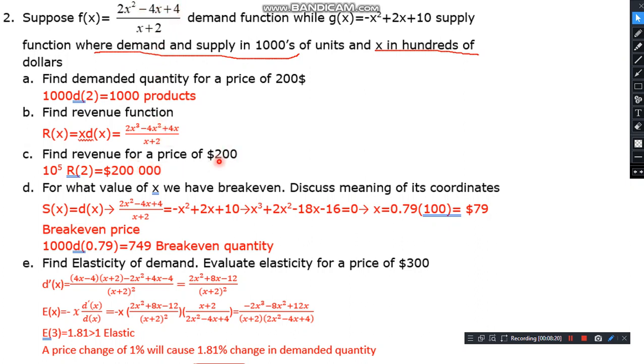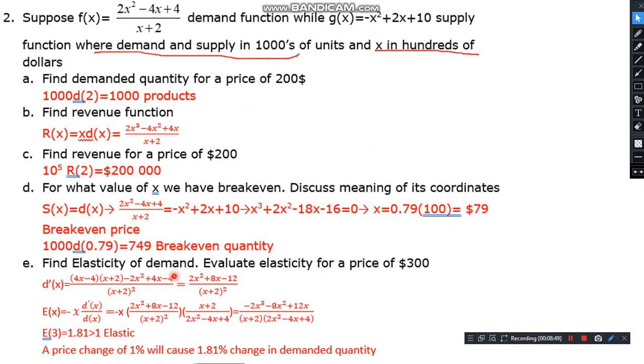Find the revenue for a price of 200. So the unit of revenue here is 1000 times 100, so 10 power 5. R(2), we replace, we get 200,000. For what value do we have break even? Demand equals supply. I cross multiply. You have in the calculator degree 3. You're going to get one of the roots accepted, the others are complex or negative. You have 0.79, times 100 is 79. You replace it here or here to get the break even quantity.